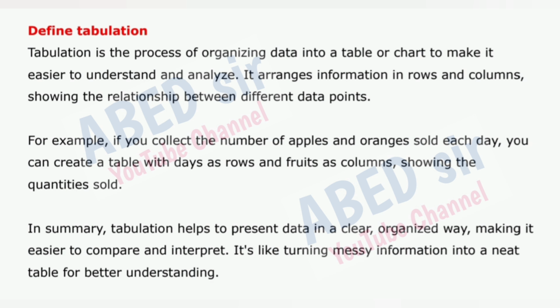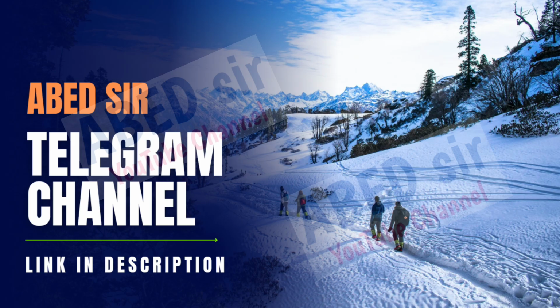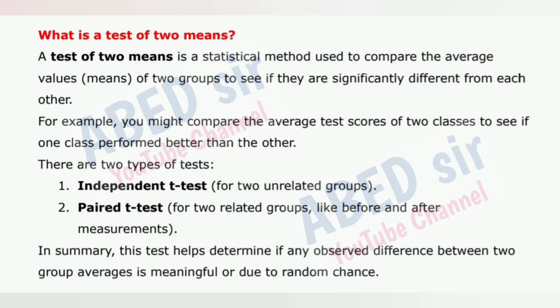In summary, tabulation helps to present data in a clear, organized way, making it easier to compare and interpret. It's like turning messy information into a neat table for better understanding. Next important short question is: what is a test of two means?